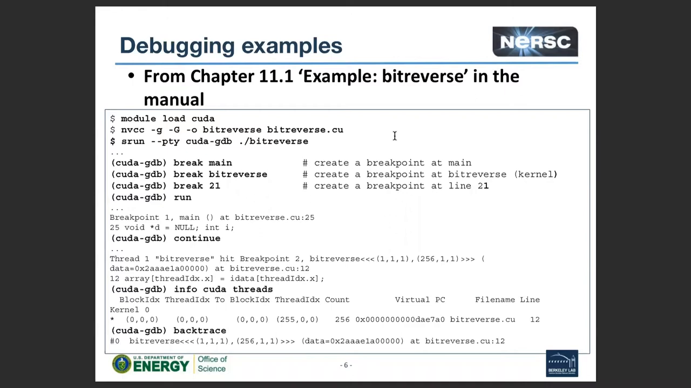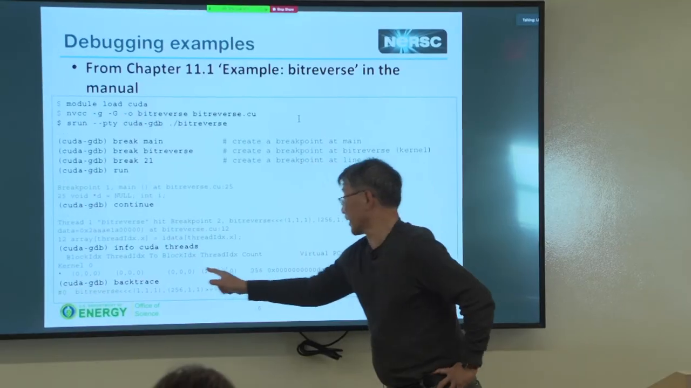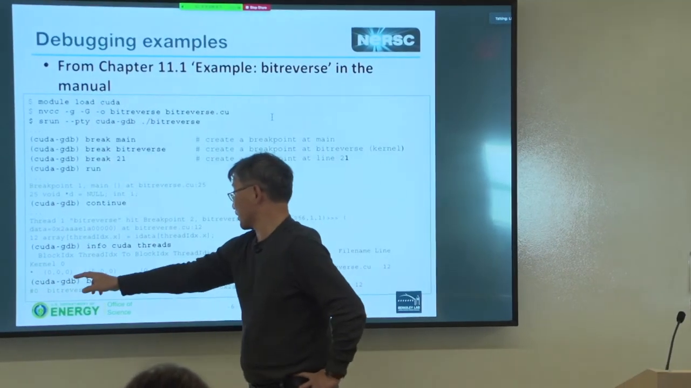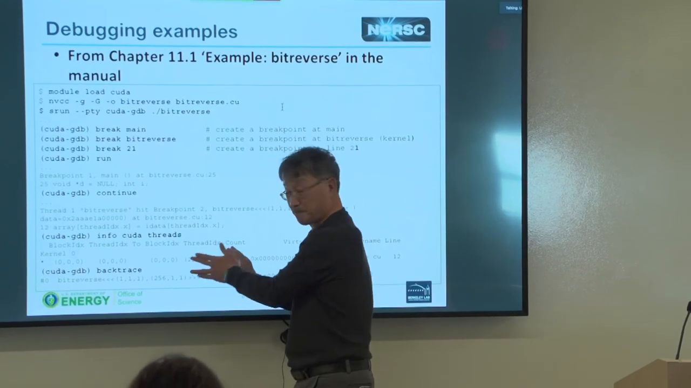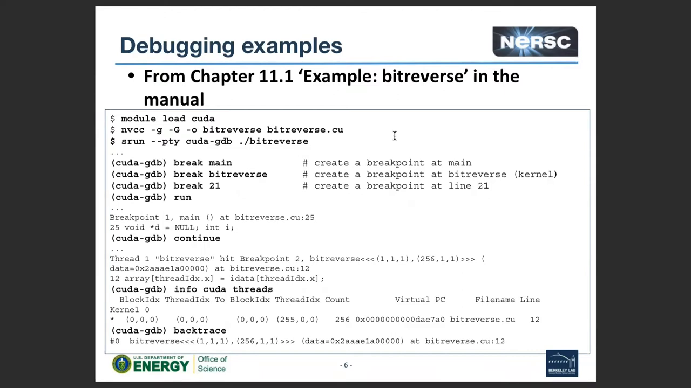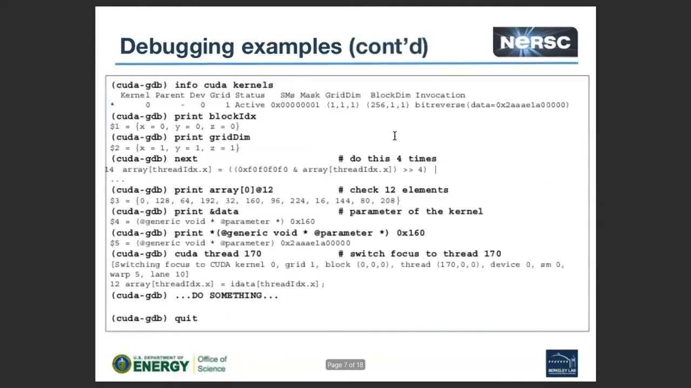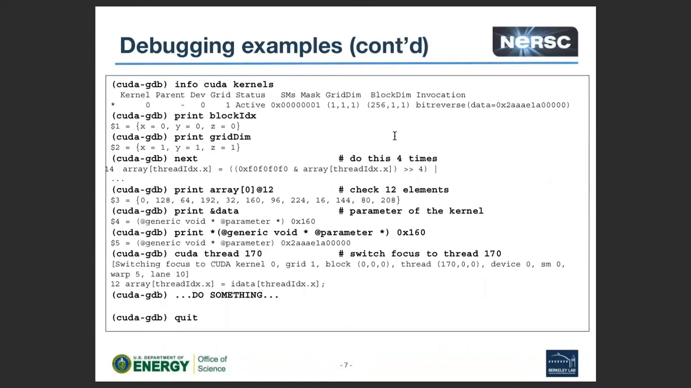Sometimes you can forget where you are, which thread you are dealing with. You can say info CUDA threads, and it'll tell you that you are on 000, 000, and the block size is 255 threads here. From here, you can get a lot of information about this code. The backtrace shows the backtrace from the GPU side, because I'm in the kernel. And you can query about the kernel itself.